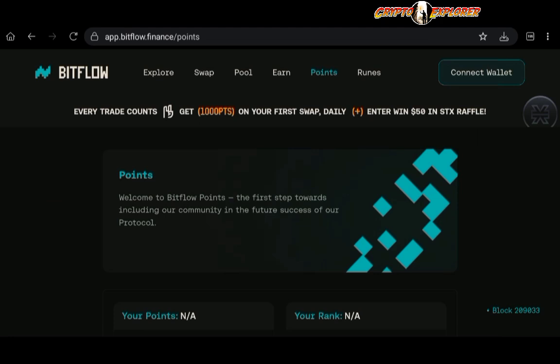As it happens already with the previously mentioned protocols, BitFlow also has the points program ongoing. So if you use the platform, you'll stack up points. Every trade counts, you can get 1,000 points on your first swap daily. So these are incentives for people to keep on using the platform, preferably on a daily basis.